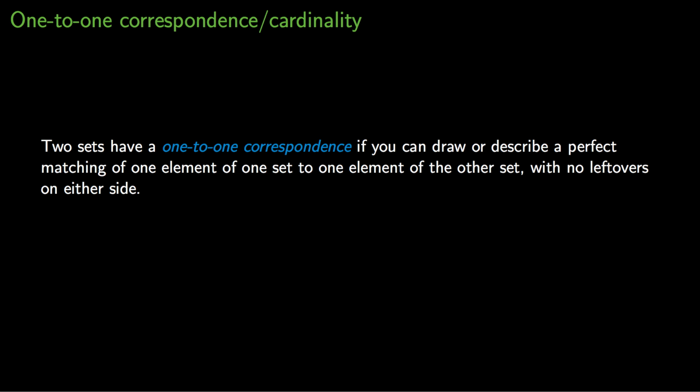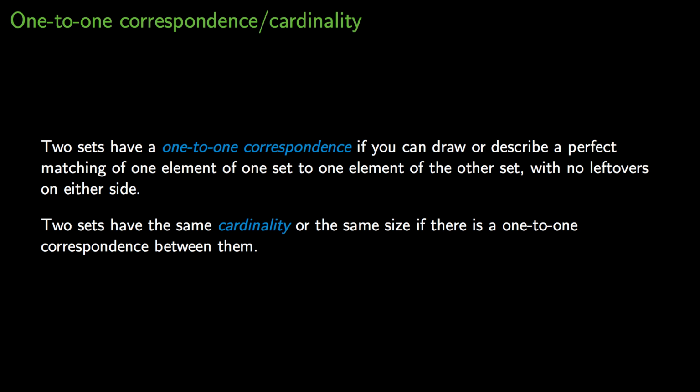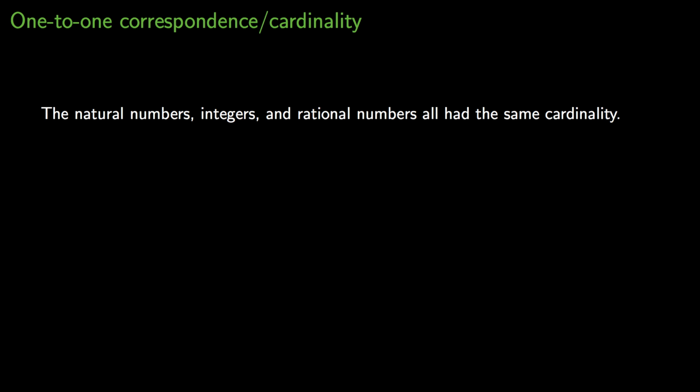So remember that two sets have a one-to-one correspondence if you can make a perfect matching between the elements of the two sets. No leftovers, no repeats, right? And if two sets have a one-to-one correspondence, you get to say they have the same cardinality. Now, in the last section, we found out that all these different infinite sets all had the same cardinality.